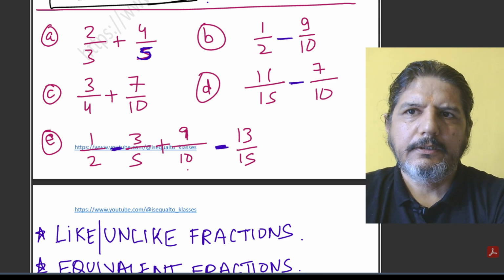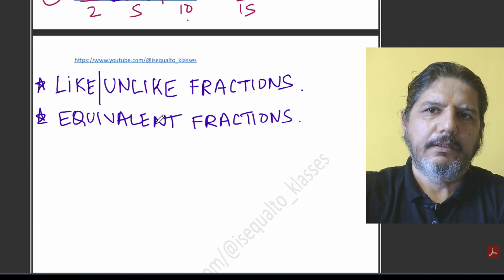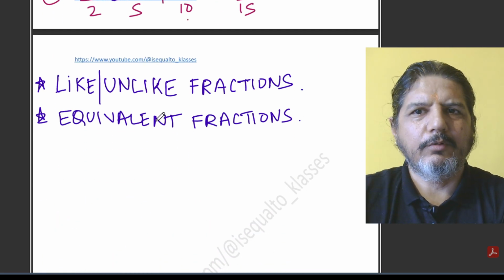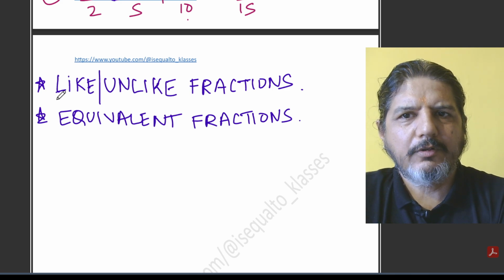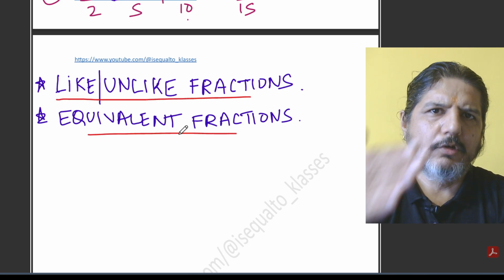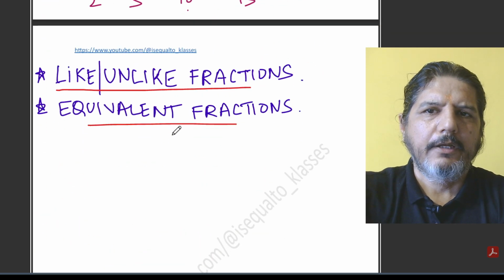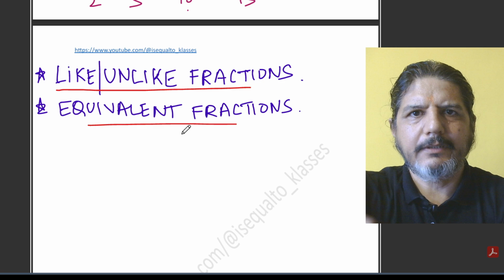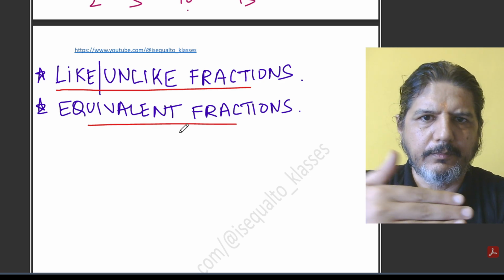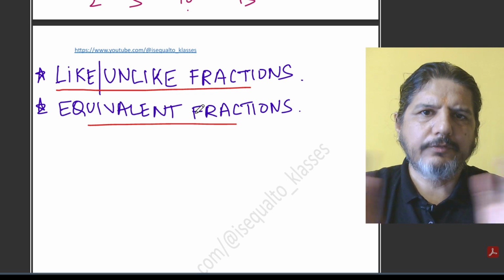Before I proceed, there is some other information that I want to share with you. The concept of like and unlike fractions and the concept of equivalent fractions. So quickly we'll go through this also, and then we'll come back to this, because I want you to go step by step when you are doing this concept, because this is something very fundamental, and I've seen a lot of students who are struggling.